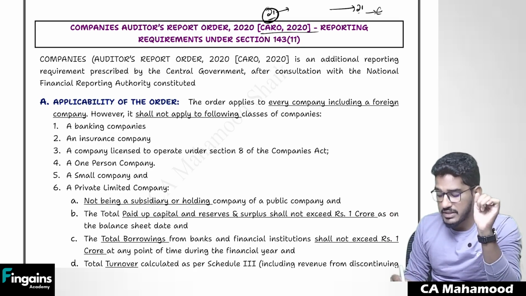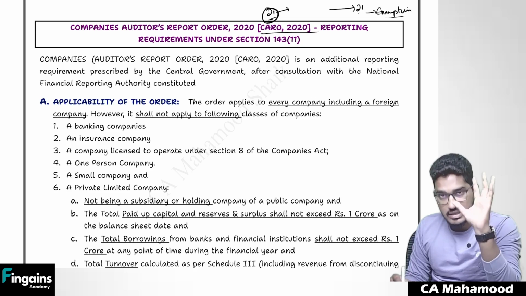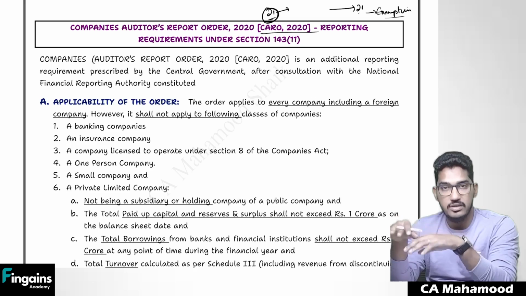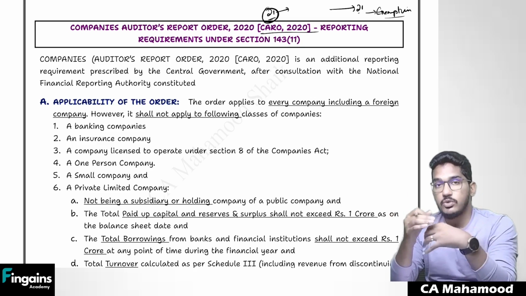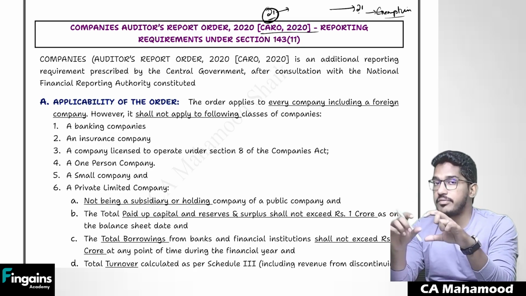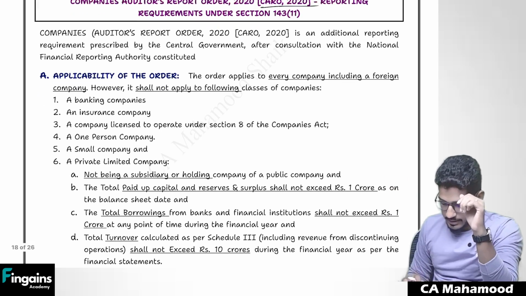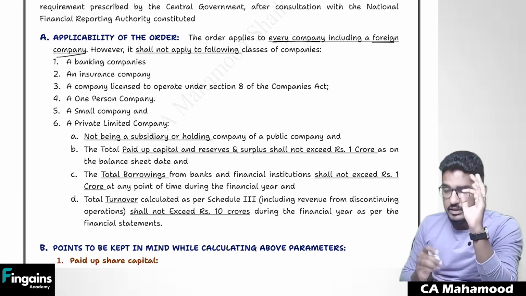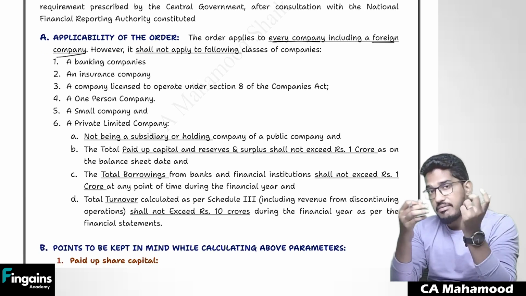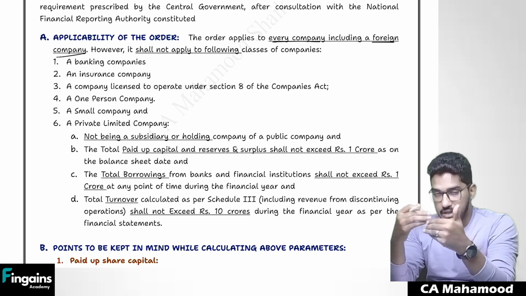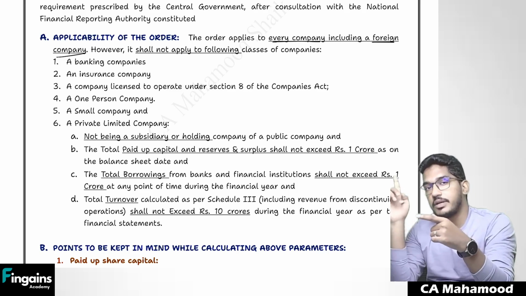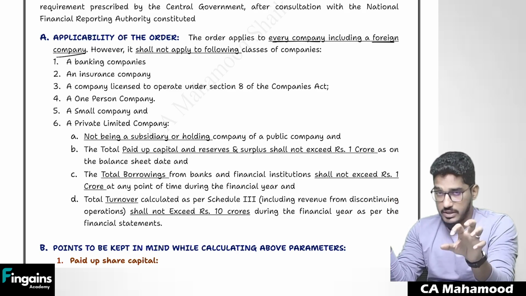Under the Companies Act, they have given some exemptions. If you are conducting the audit of any company which is falling under that exemptions category, then your audit report need not contain these 21 matters. Sir, what are those companies which are actually exempted from the reporting requirements of CARO? Let us see. So this order applies to every company, including a foreign company. That means these reporting requirements are applicable even for a foreign company as well. Whenever in the Companies Act we use the term foreign company, we are referring to a company incorporated outside India but having a place of business in India.